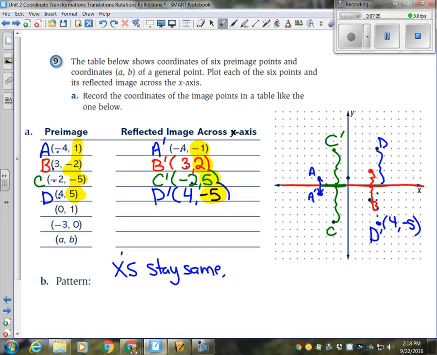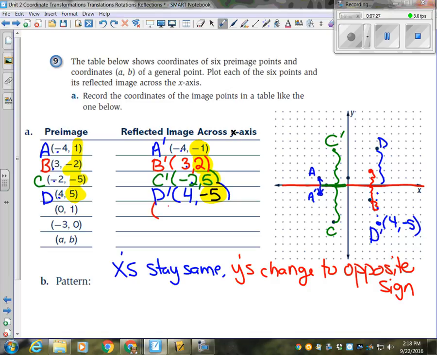So I believe we see enough of a pattern, and I think you can kind of tell what's going to happen here. The Y's change to what? Change to the opposite sign. Y's change to the opposite sign. So if we were going to predict 0, 1 should be 0, negative 1. 3, negative 3, 0, which is this point right here.